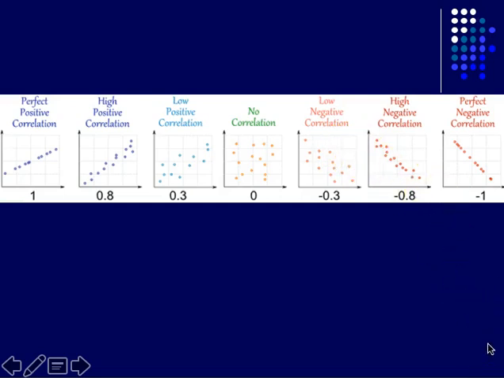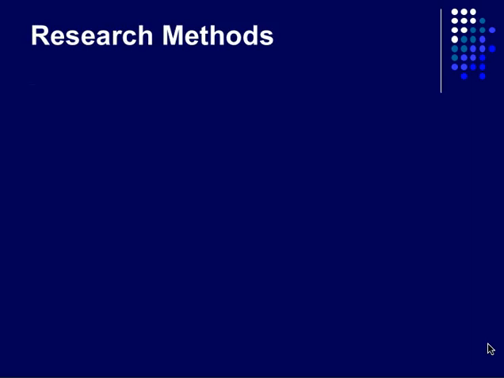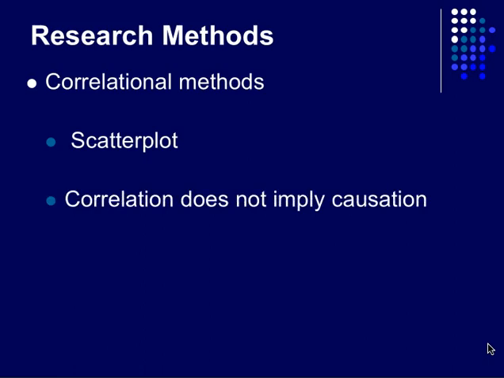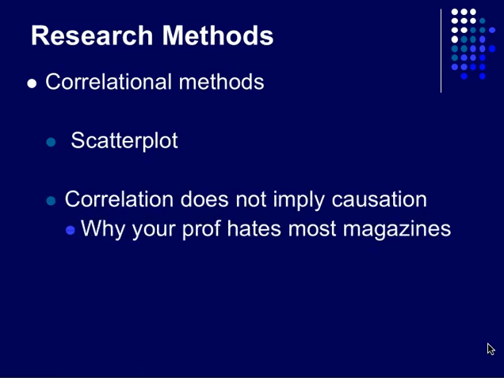Now, this is why I have a bit of a bone to pick with some of these magazines that I see. Sometimes I'm at the supermarket and I see a magazine. And I get really upset because I see that these magazines are reporting correlational data in a way that manipulates what the person thinks about that data.